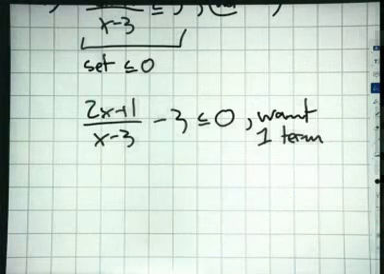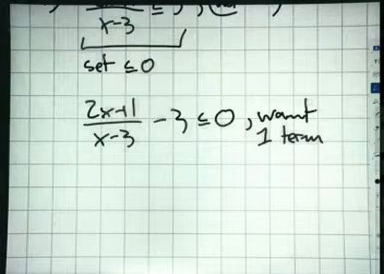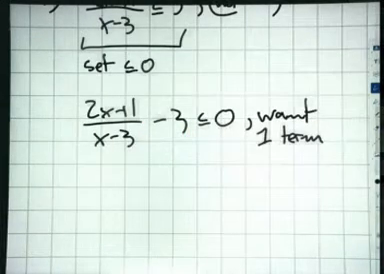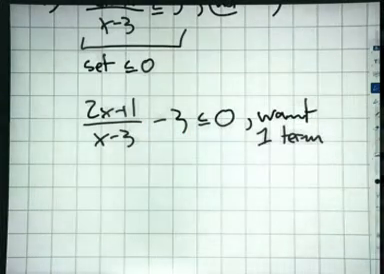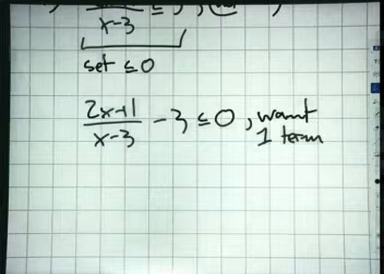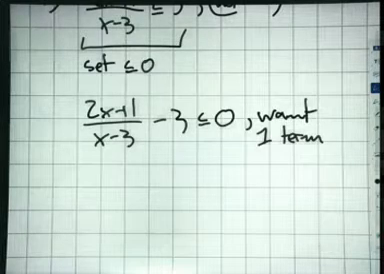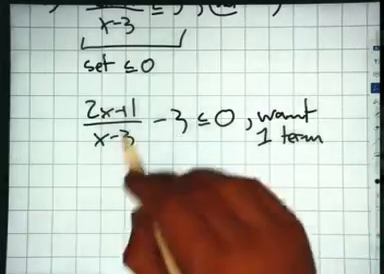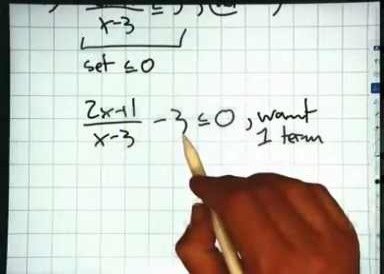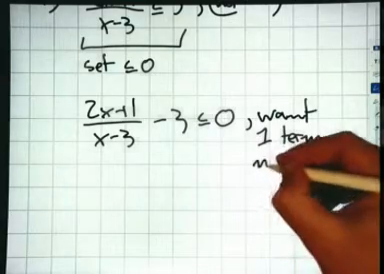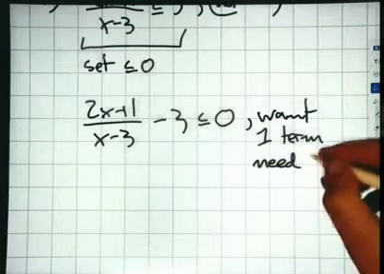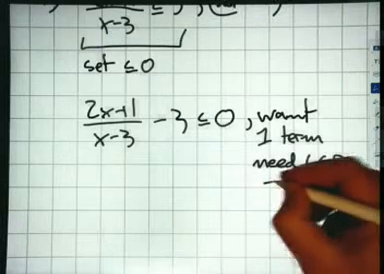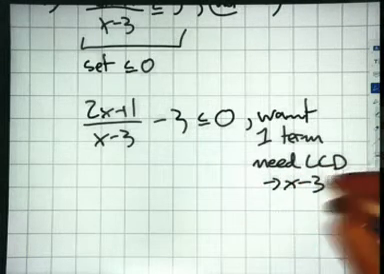I have 2 terms. I want 1 term. So we need to put these 2 things together. This is something that we didn't talk about in this course because this is something that you need to be able to do coming into this course. How do you combine a rational expression with a constant? We need a common denominator, or an LCD, which is going to be the x minus 3.